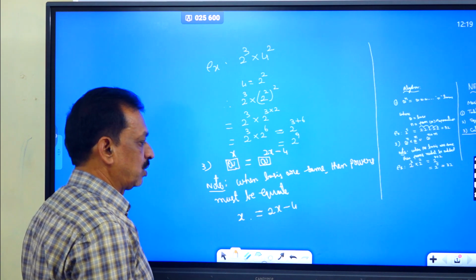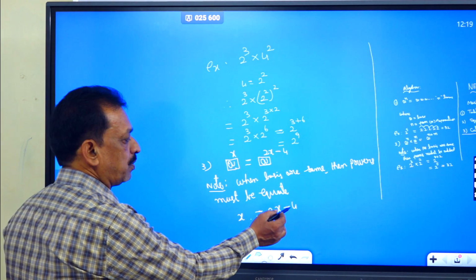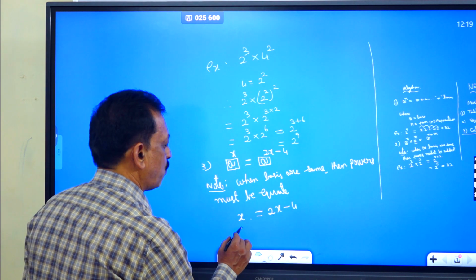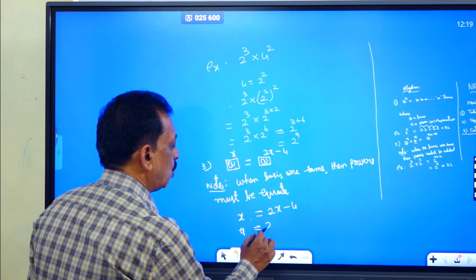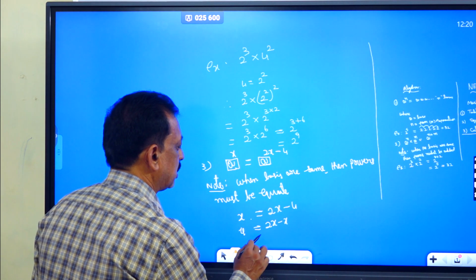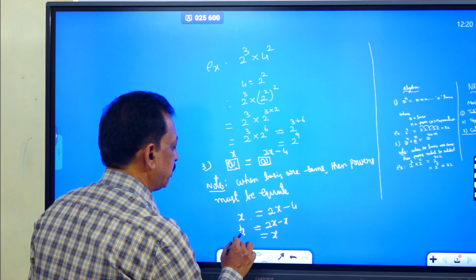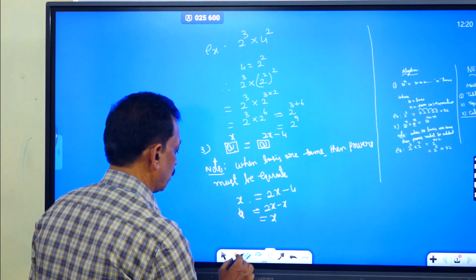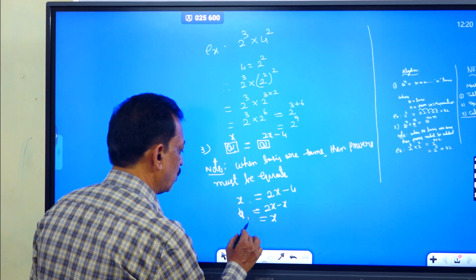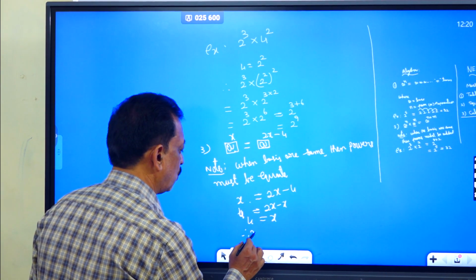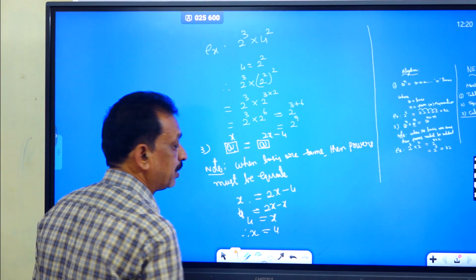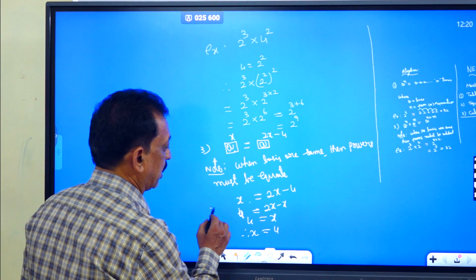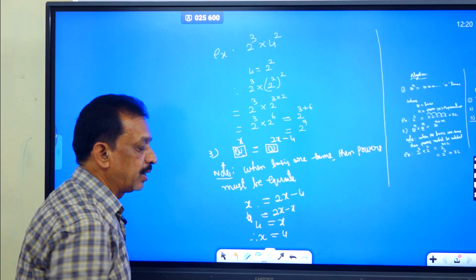I want to solve this one. If the minus 4 is brought across, it becomes plus 4. Take this x to the other side. So 4 is equal to 2x minus x, that is equal to x. That means x is equal to 4. Therefore x is equal to 4. That's all, this is the way of solving. Next, all of you completed, understood?